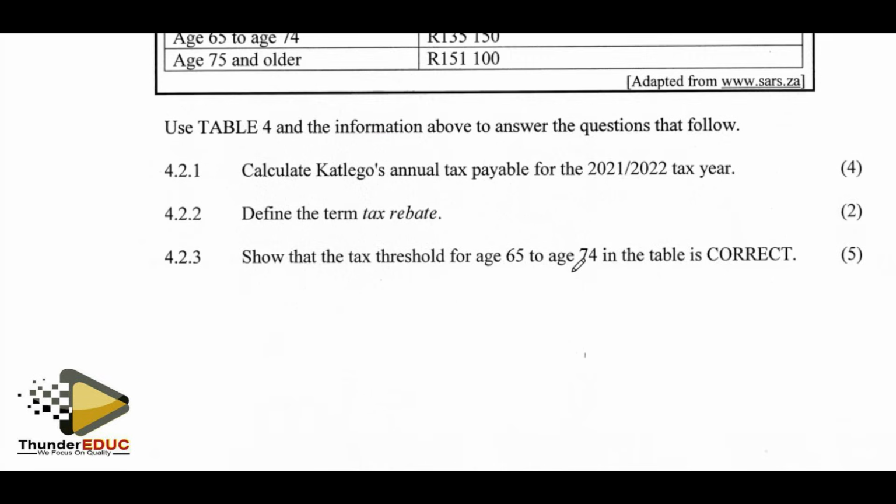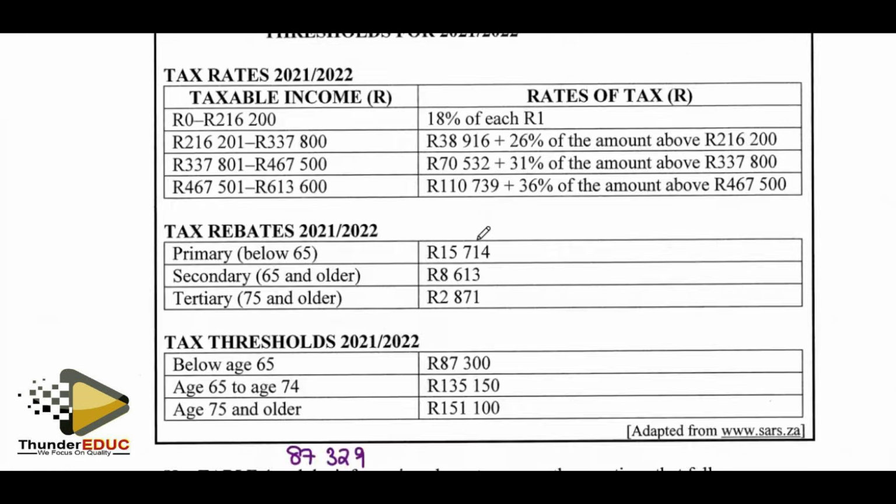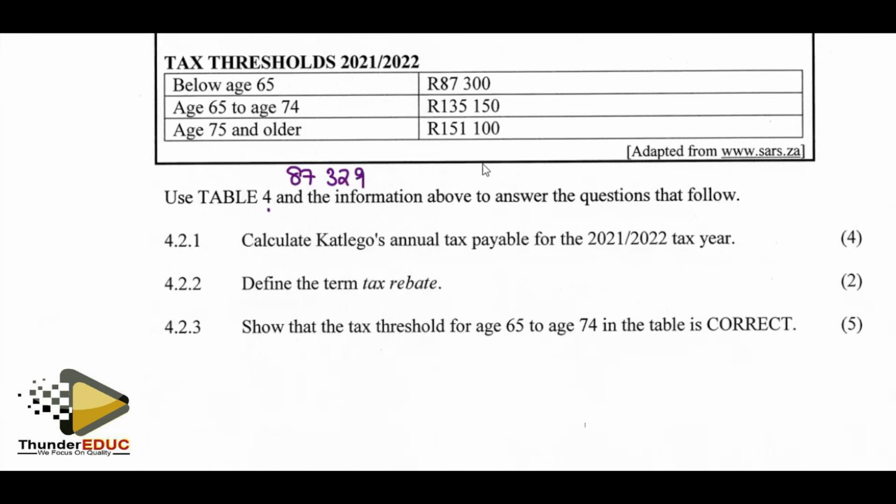So we shall come here and calculate. First and foremost, look for the bracket. Remember, he earns 87,329 throughout the year. Which bracket does it belong to? It definitely belongs to bracket number 1. Bracket number 1 says take 18% times the income.